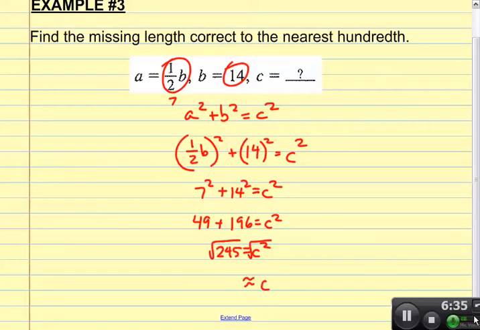And c is going to be approximately, and Mr. C, why don't you use the negative? Because whenever I take the square root of a variable, I need the positive and the negative. Yeah, but this is a triangle. You can't have a negative length of the hypotenuse, okay?